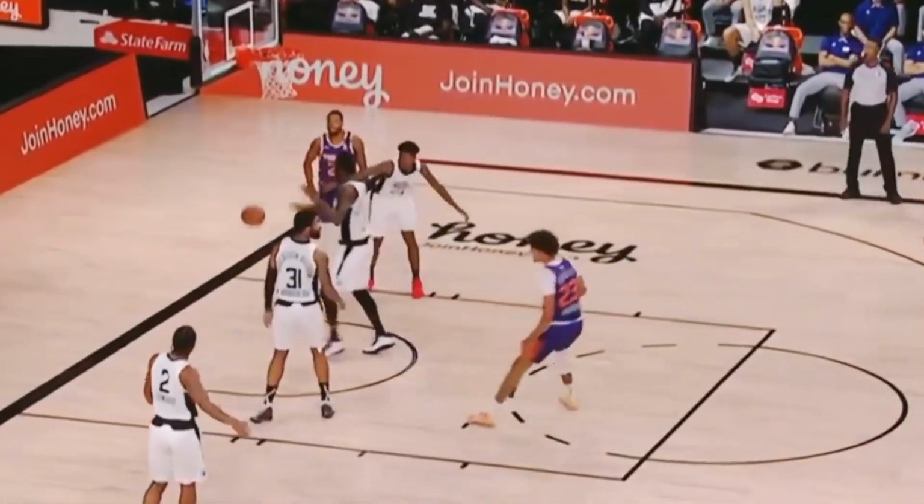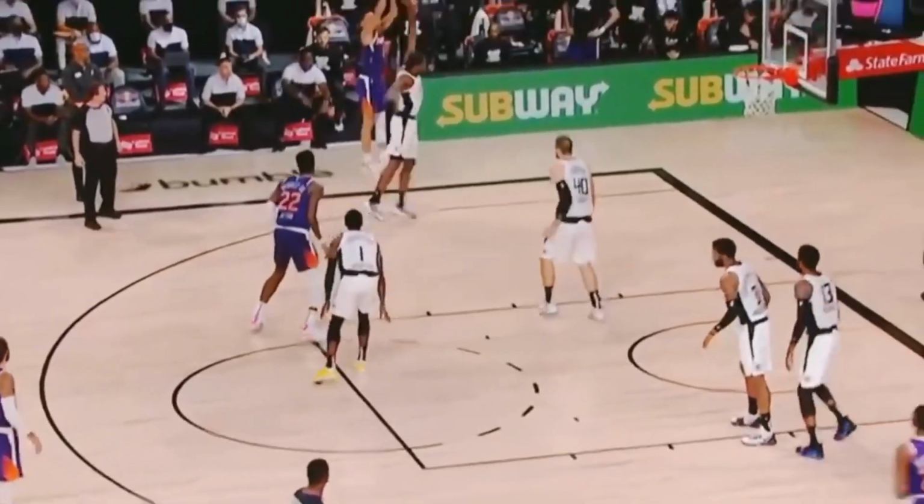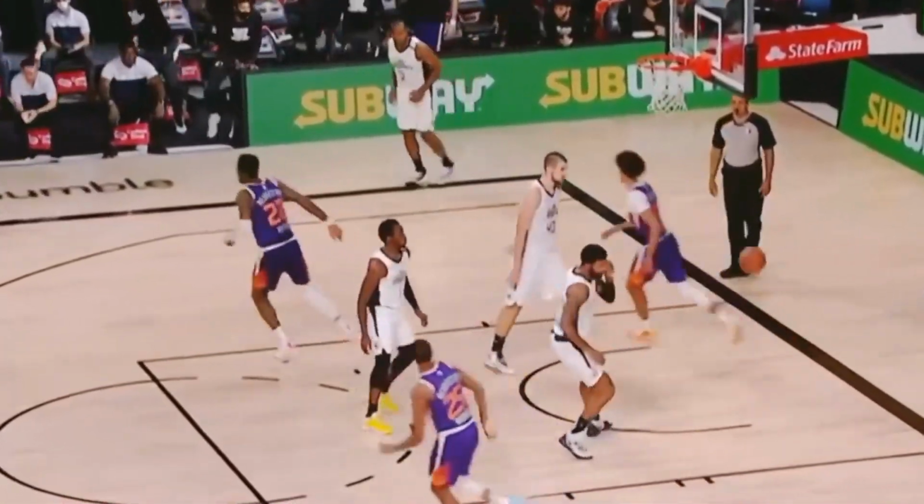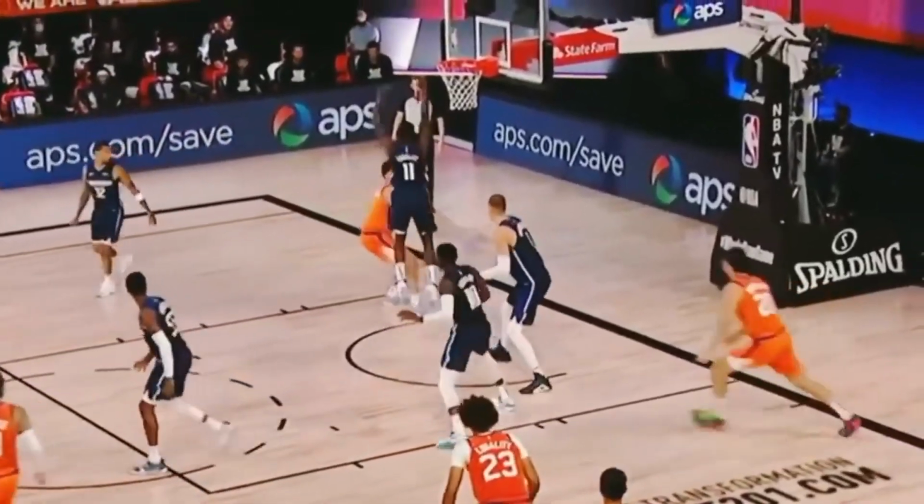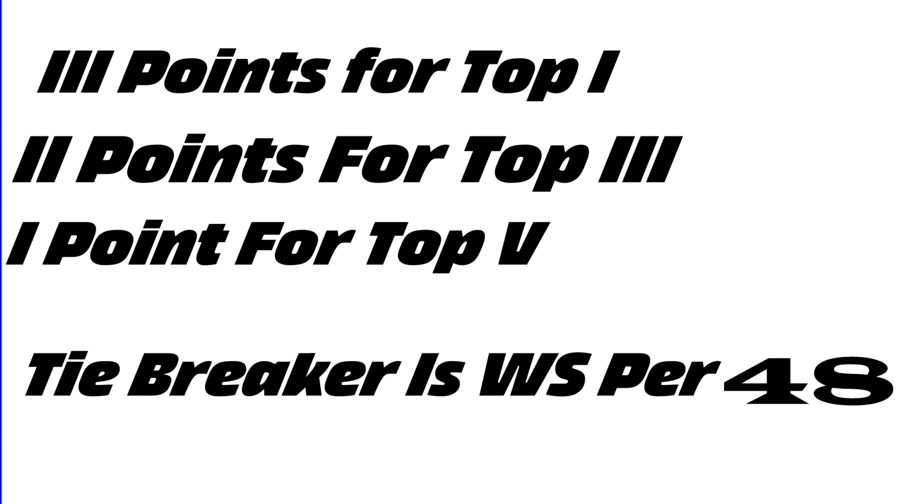Now to begin with this, we're going to start off with the Eastern Conference just because E comes before W. That's really the only reason why. Now for starters, let's go over the scoring system. You get 3 points for being the best in your set category, 2 points for being in the top 3, and 1 point for being in the top 5. Tiebreakers are determined by who has more win shares per 48.